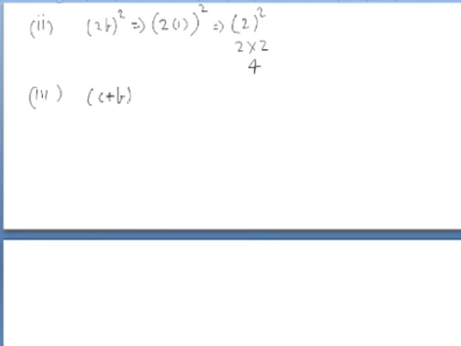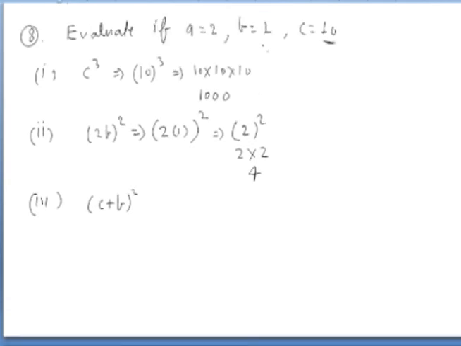Question number third, c plus b whole square. Just put the values of c and b. Value of c is 10 and b is 1. So 10 plus 1 whole square. Just add these two numbers, 11 whole square. 11 whole square means 11 into 11, and multiplying this you will get 121.